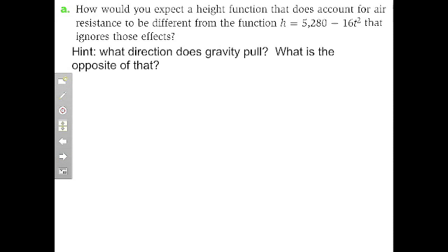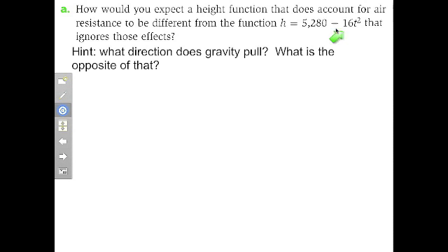Part A says, how would you expect a height function that does account for air resistance to be different from this function? What direction does gravity pull in? According to this equation, it is a negative number. So the number 5280 minus 16t squared does not take into account air resistance, but this gravity is pulling down.